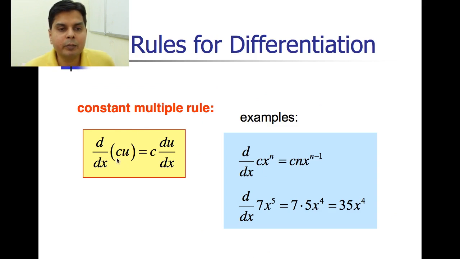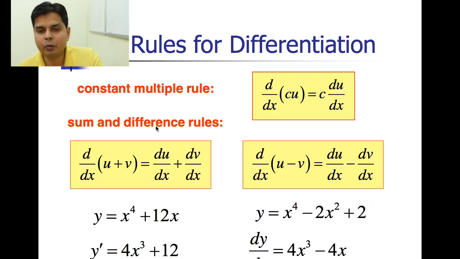Another is the constant multiple rule, that if c is a constant, I can take it outside the differential coefficient sign. That is, d by dx of c u will be c times du by dx. For example, I have to find d by dx of 7x to the power 5. I will take 7 outside. x to the power 5 will give 5x to the power 4. This will be 35x to the power 4.